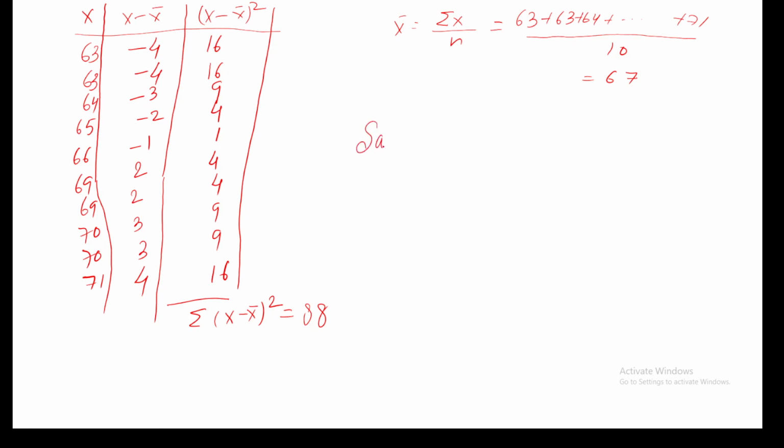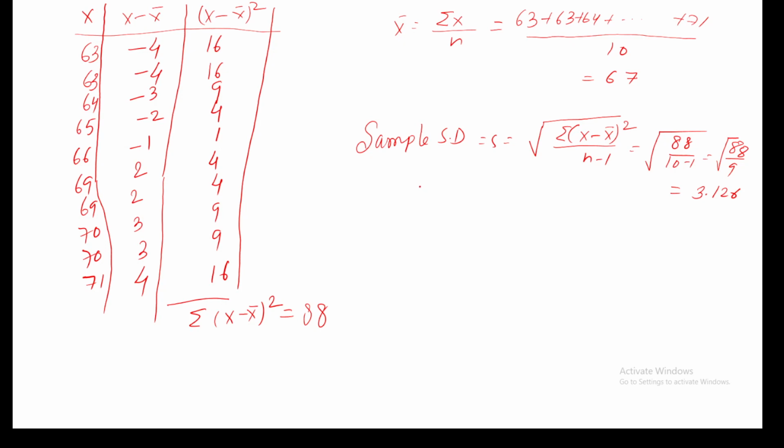So now we will calculate the sample standard deviation S. What is the formula for that? Square root of sigma x minus x bar whole square upon n minus 1. That is 88 upon 10 minus 1, which is 9. How much did it come? 3.126. Okay.